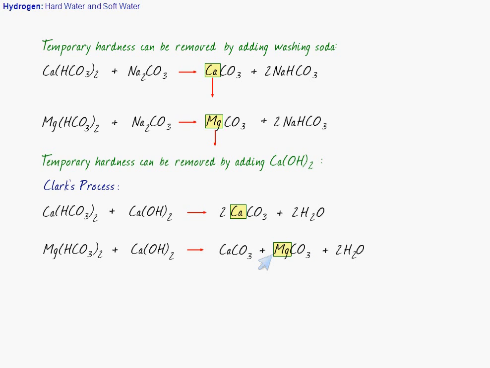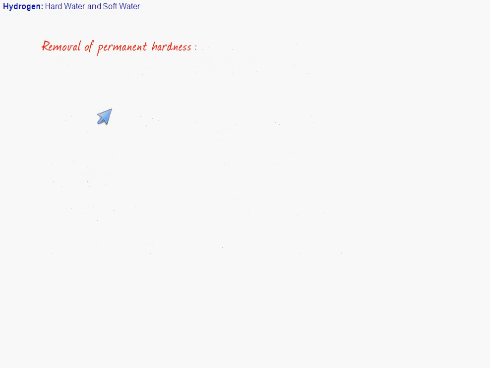After discussing how to remove temporary hardness, now we come to removal of permanent hardness. Permanent hardness is due to the presence of calcium sulfate, calcium chloride, magnesium sulfate, and magnesium chloride. It cannot be removed by boiling. The softening may be carried out by treatment with sodium carbonate. So washing soda can be used both for temporary hardness as well as permanent hardness.